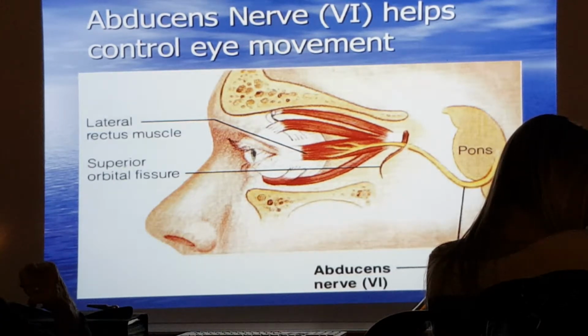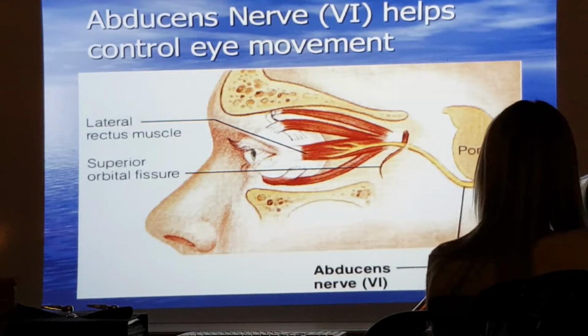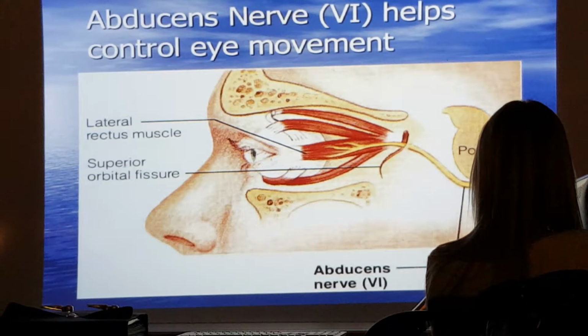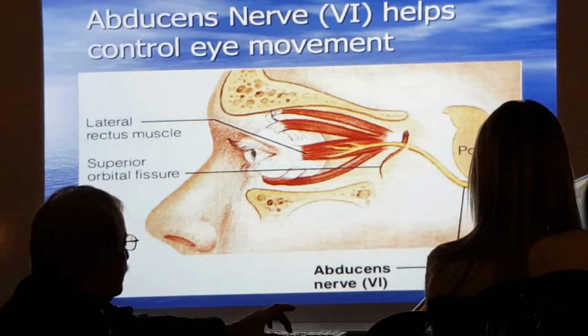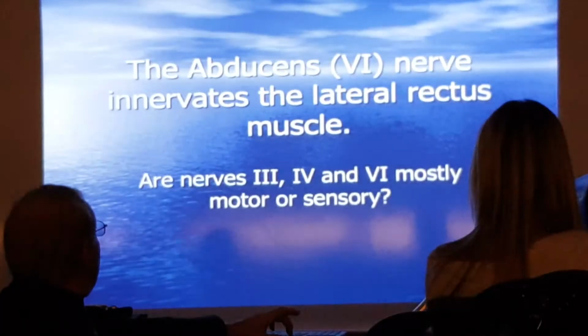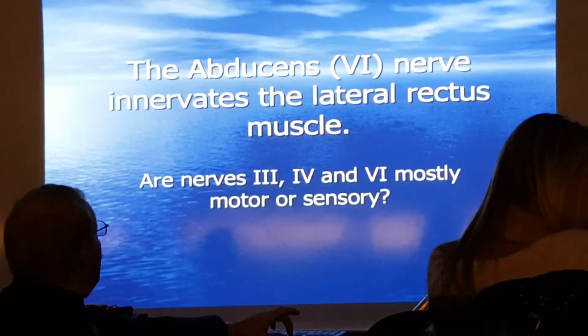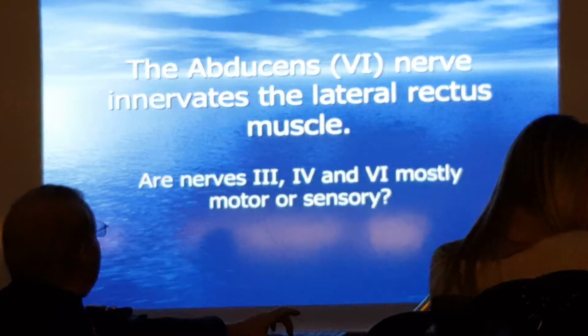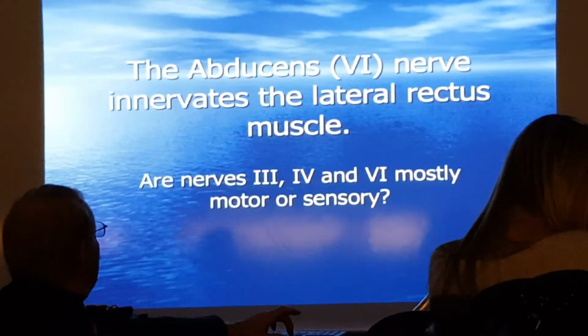So you'll lose that lateral muscle tone, and you'll have nothing to offset the medial muscle tone. So the medial rectus muscle will pull the eyes medially. So you'll get medial, or internal strabismus. So the abducens nerve innervates the lateral rectus muscle. So these are the nerves of eye movement.